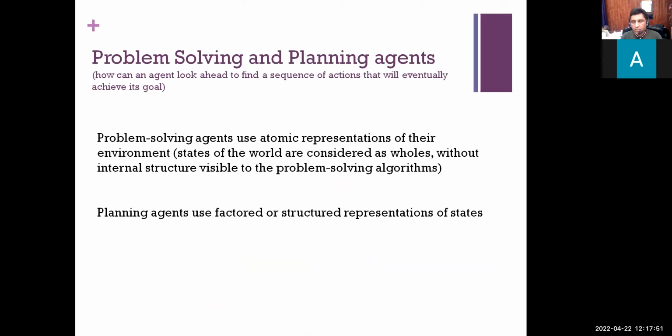So we discussed in the last class, there are some reflex-based agents where only the current percept is considered and the next action is decided. But then we may also have problem-solving agents and planning agents. So there are two types of agents that I'm talking about here. One is called problem solving. We define: this is my problem.